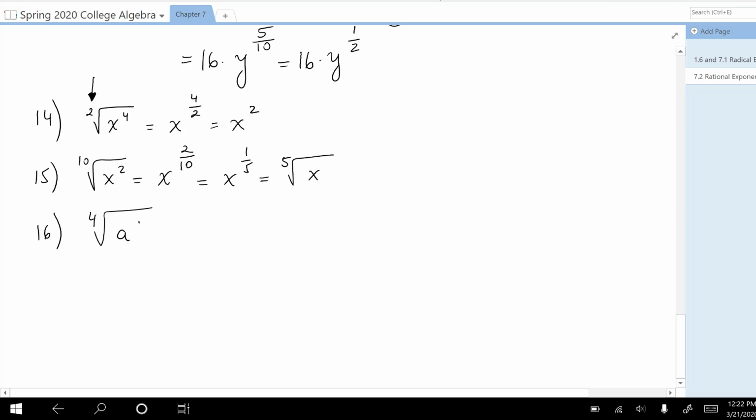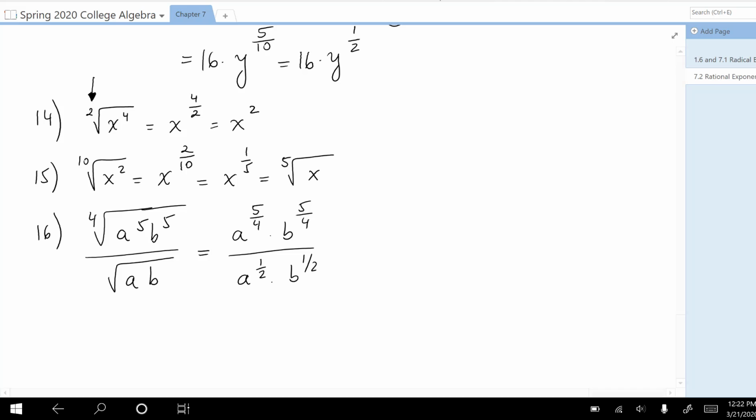4th root of a to the 5th, b to the 5th, over square root of ab. Well, we can write a to 5/4 times b to 5/4 over a to 1/2 times b to 1/2. So from where I got the 2? From here. Even if we don't write it, we know it's a 2. And the 1s from the fact that if I write just a, I know it's a to the 1st.